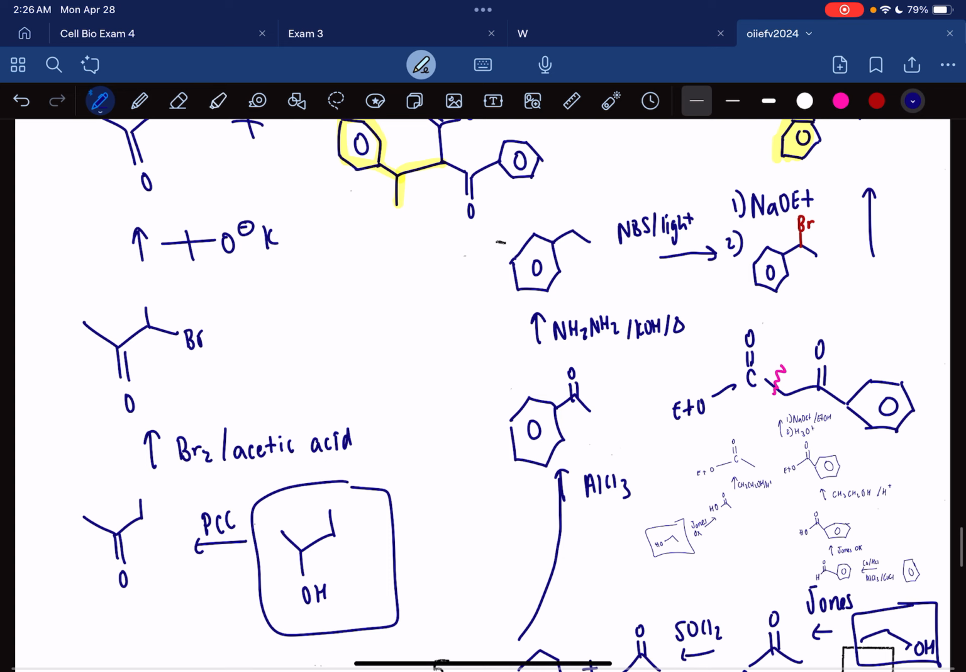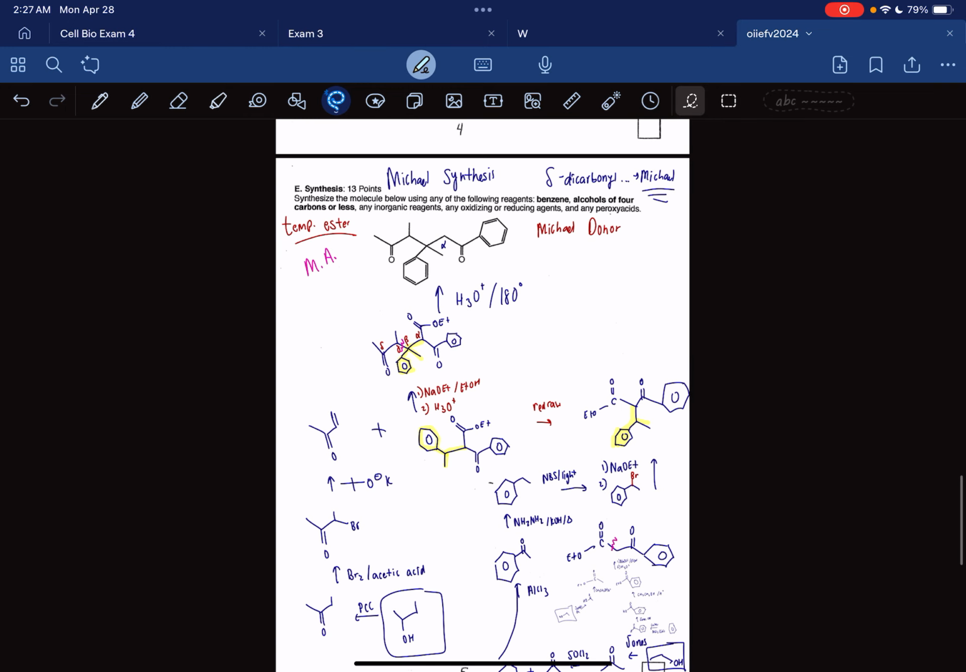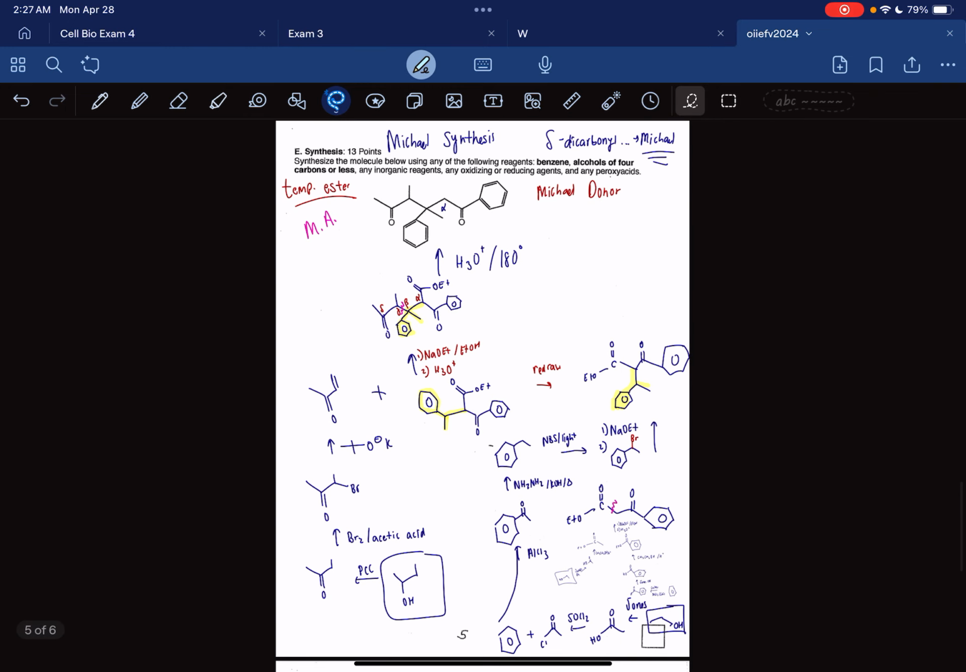Let me see if there's any issues. Yeah. So the temporary ester method is a little bit longer than what she did on the key, but it just made more intuitive sense to me. Obviously, if you guys have a different preferred method, then that's totally fine. So do whatever you're most comfortable with. But this is just another way you can synthesize this molecule.